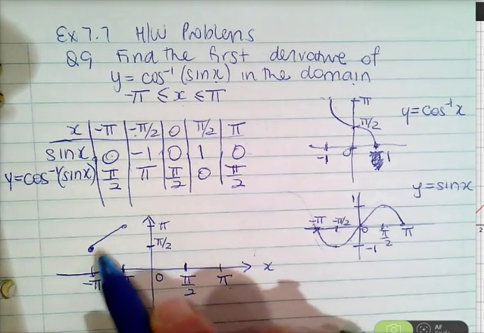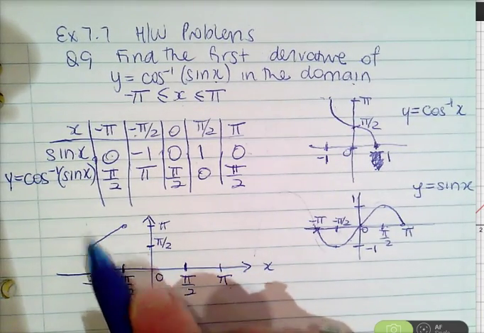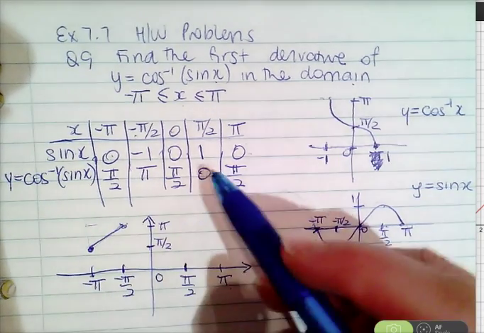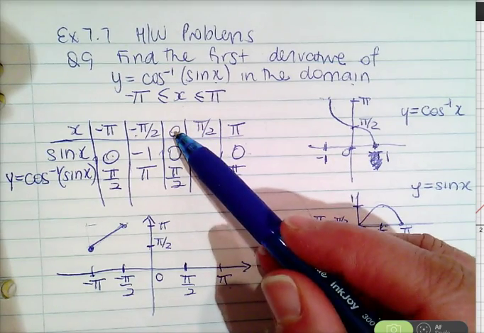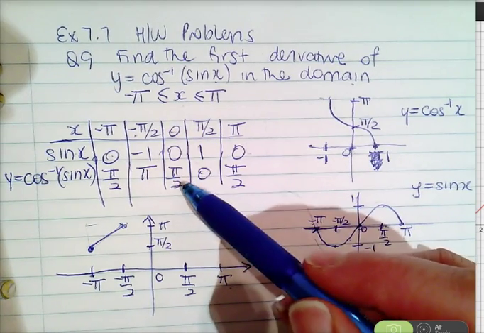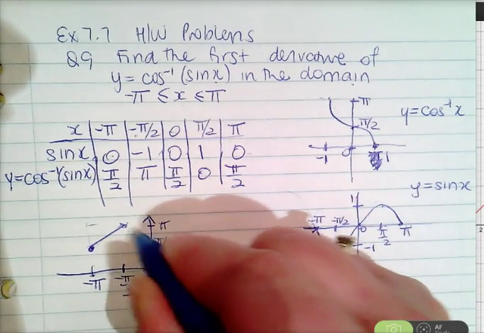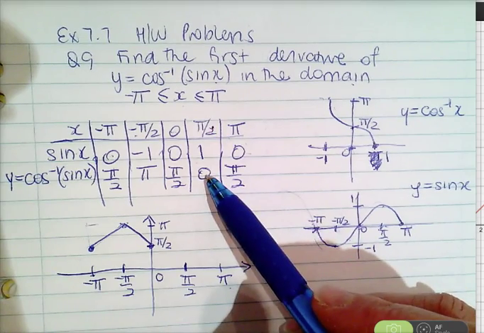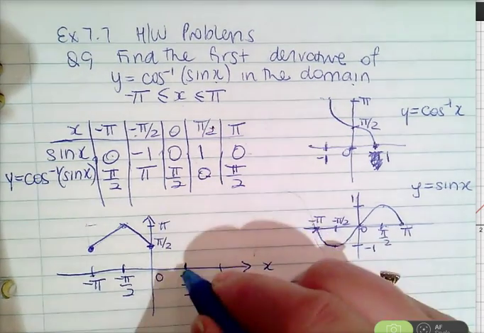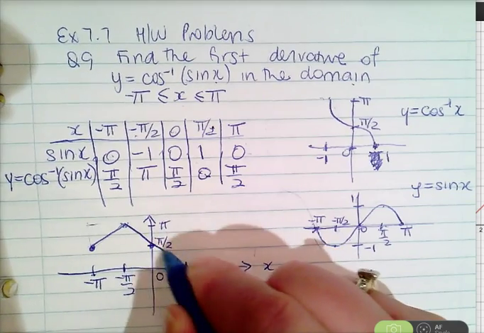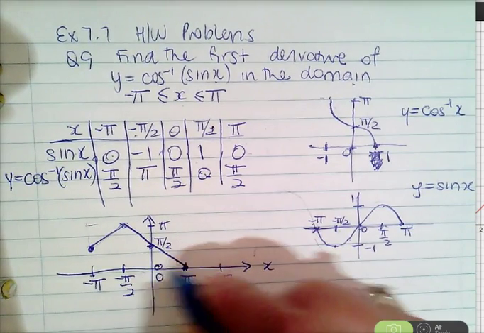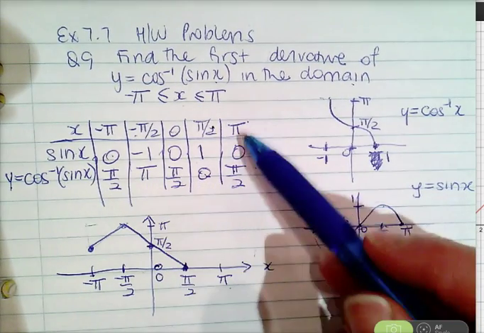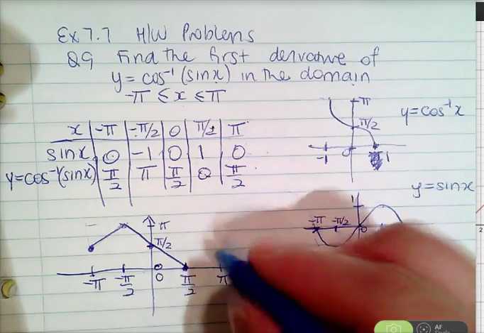Now notice I've got a rise of pi on 2 and a run of pi on 2 here. So the gradient of this line is 1. When x is 0, the inverse cos of sine of 0 is pi on 2. Curve comes back down here. When x is pi on 2, the inverse cos of the sine of pi on 2 is 0, because we're getting 0 here. And when x is pi, the inverse cos of sine of pi is pi on 2, back up here.